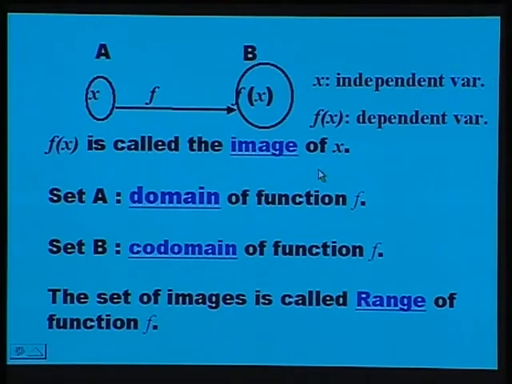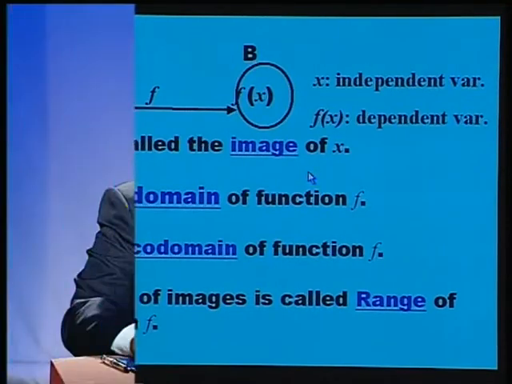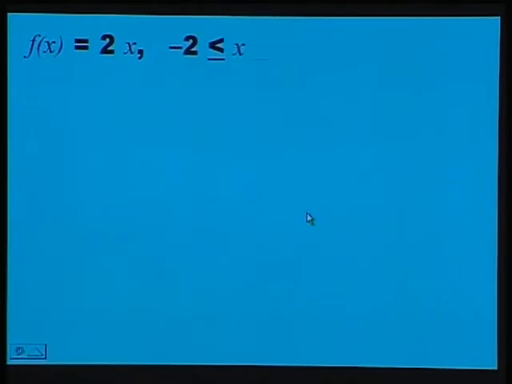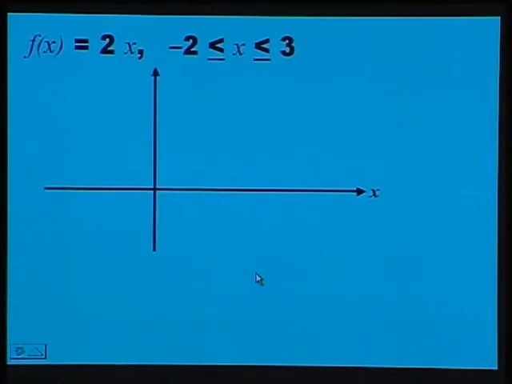x is often referred to as an independent variable and fx the dependent variable. Functions are very often associated with graphs. Let's see an example. fx equal to 2x for the domain between -2 to 3, x lying between -2 to 3. Let's draw the graph. X, fx, vertical axis. The domain is from -2 to 3. The domain is usually associated with x-axis. So the domain is from -2 to 3 on x-axis.